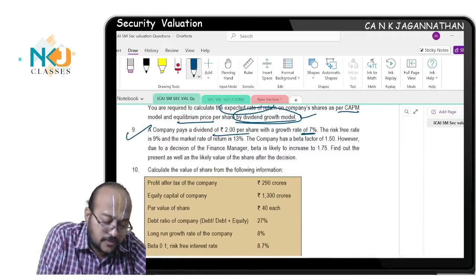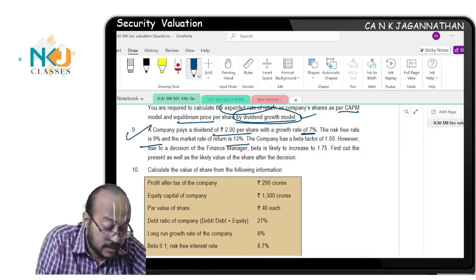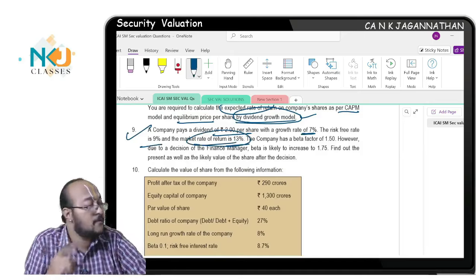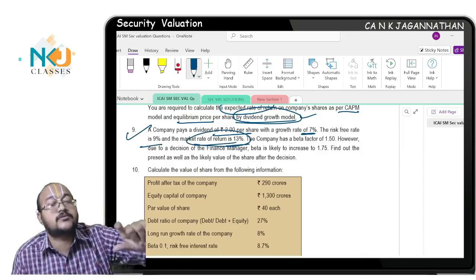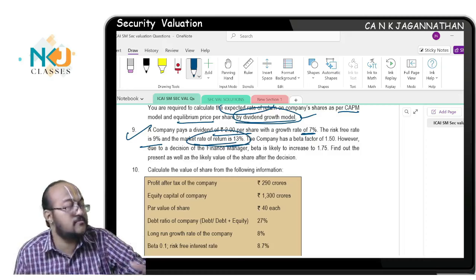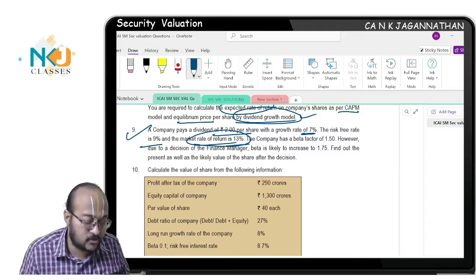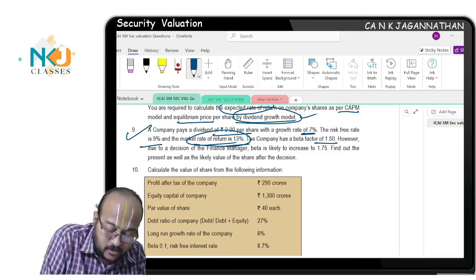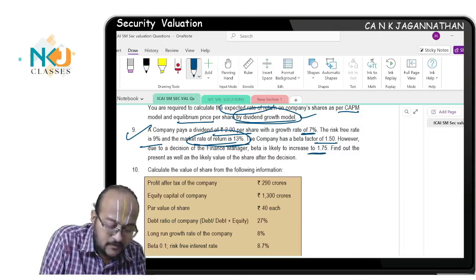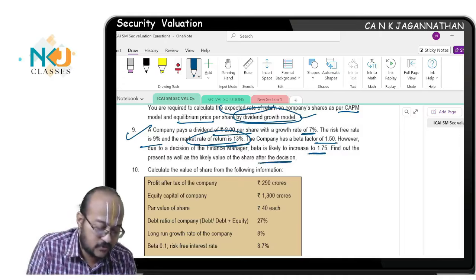Question number 9. A company pays a dividend of 2 per share with a growth rate of 7%. The risk-free rate is 9%, and the market rate of return is 13%. RM is given. Whenever the question gives you market risk premium, then it's already RM minus RF. When the question mentions just simply market return, it is nothing but RM. You have to reduce the risk-free rate to arrive at the premium. The company has a beta factor of 1.5. However, due to a decision of the finance manager, beta is likely to increase to 1.75. Find out the present as well as the likely value of the share after the decision. This is the question being asked. Very simple, straightforward.